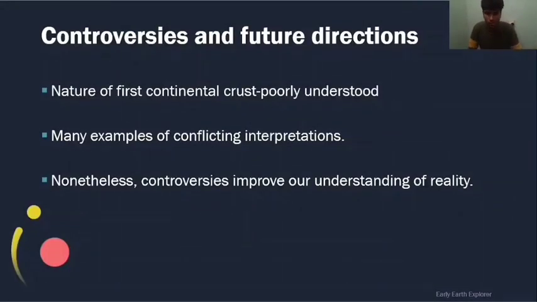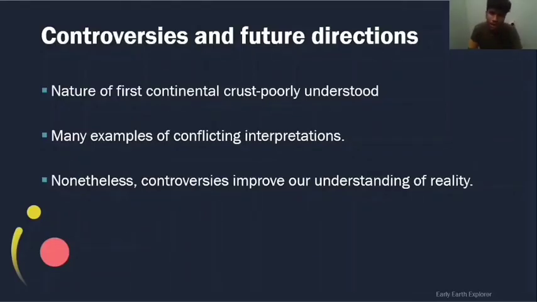Now, focusing more on the controversies, as I mentioned all along, what is the nature of the first continental crust, whether it was felsic or mafic? These are poorly understood because we don't have direct access. All we have are zircons. But given the fact that we have zircons that are this old, it indicates that the first crust is probably felsic.